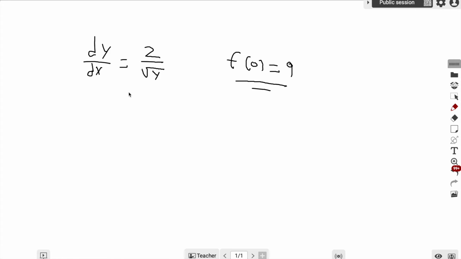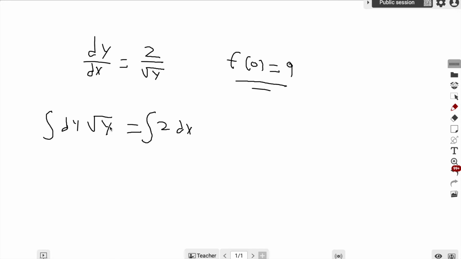So of course, we need to isolate both sides. So dy times the square root of y is equal to 2 times dx. And of course, we need to integrate. So that symbol, I write it like an S, but that symbol, integral sign of that.